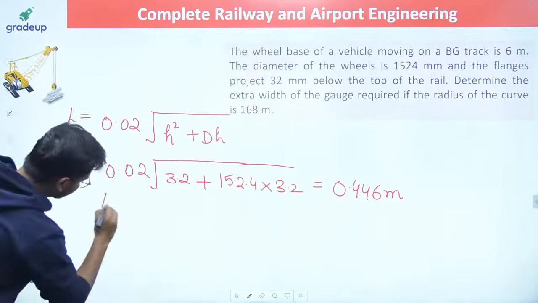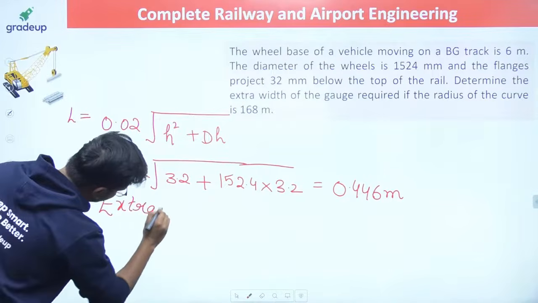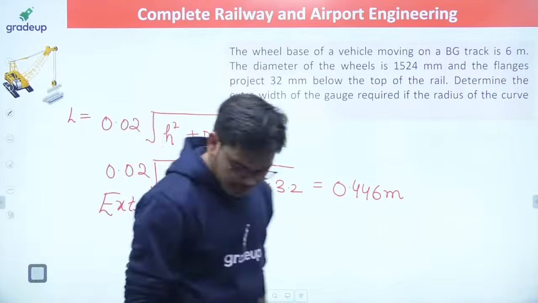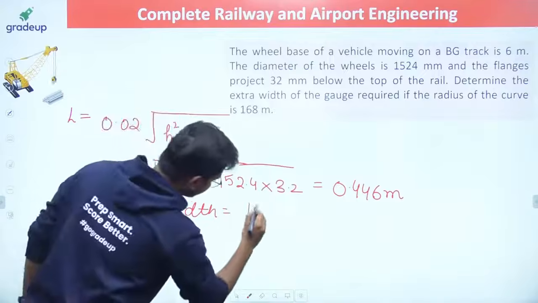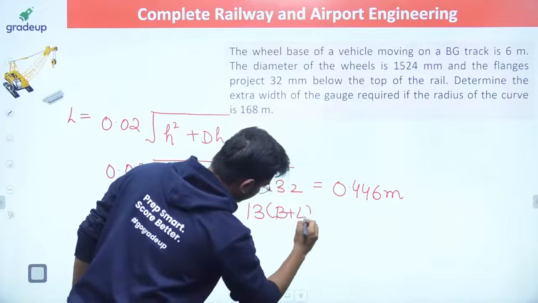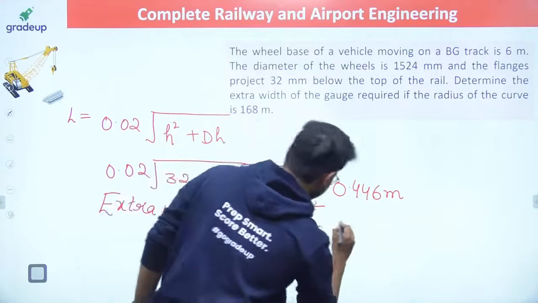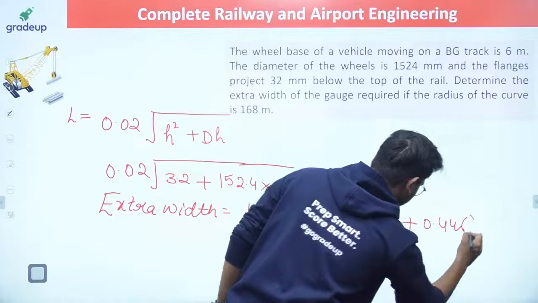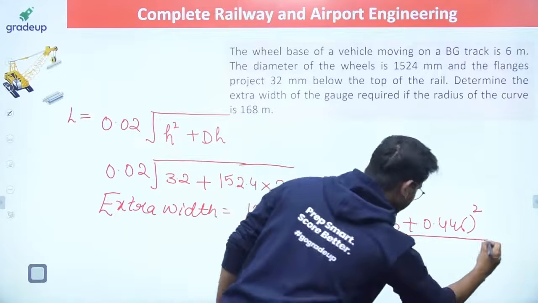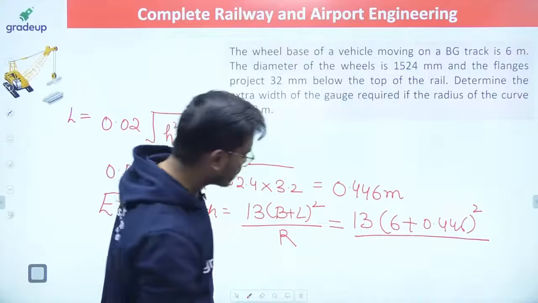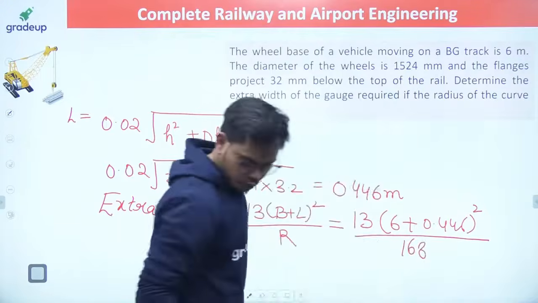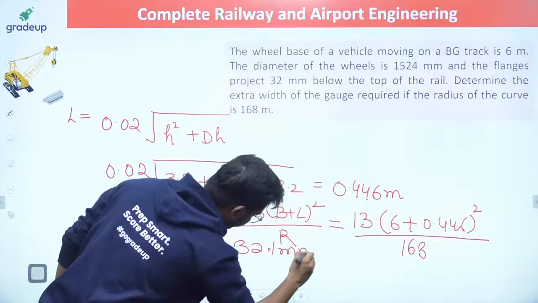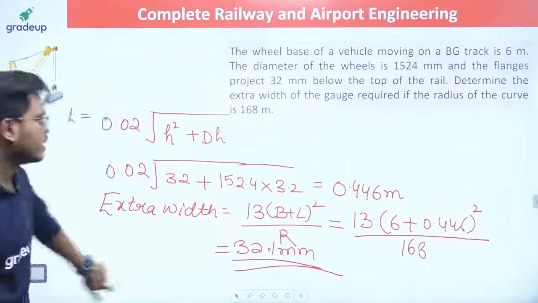So the extra width will be 13 times b plus L whole square by R. Wheelbase is given as 6 meter. So 13 times 6 plus 0.446 whole square, divided by the radius, and the radius is given as 168. You solve it and you get the answer as 32.1 mm. And this is your final answer, and this summarizes your railway engineering.